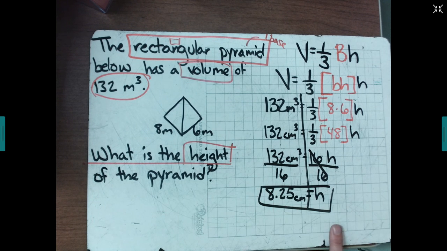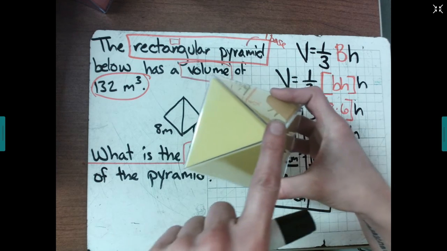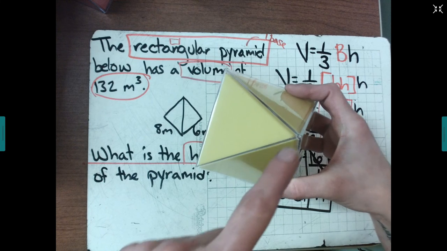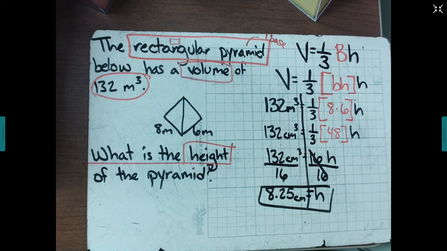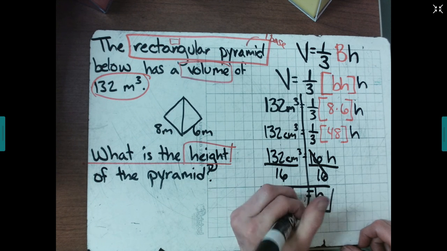Okay, so the height of my pyramid, from the top of my apex straight down to my base, as if a rope was hanging straight down, that is 8.25 meters. Oopsie. 8.25 meters.